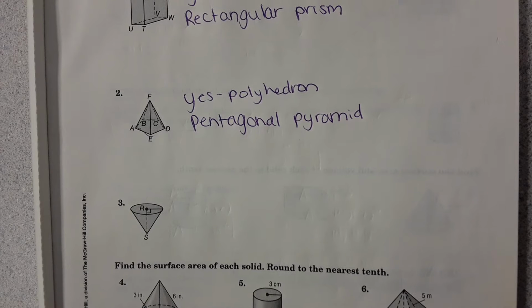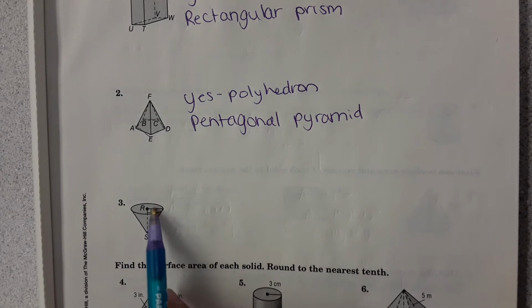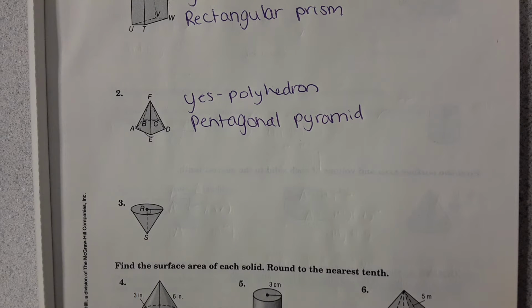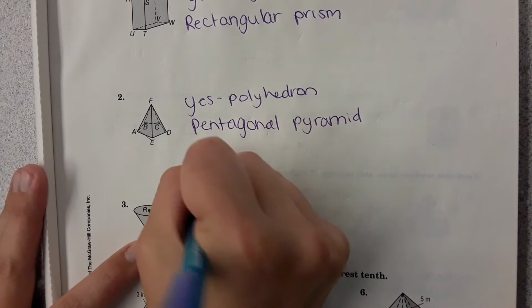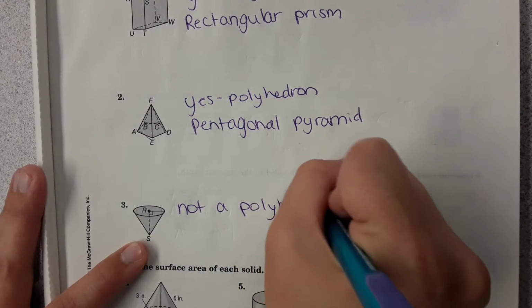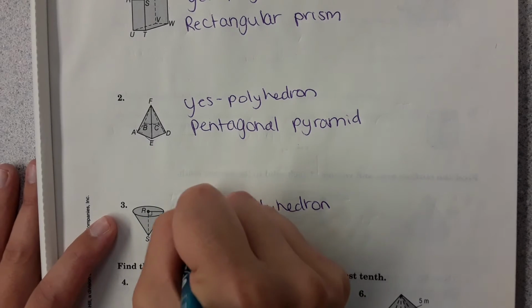Number 3. It has curved edges. This face is curved, so it is not a polyhedron. And to identify it, it's a cone.